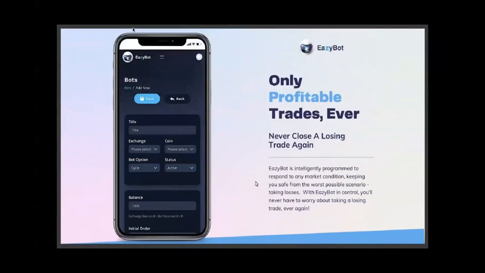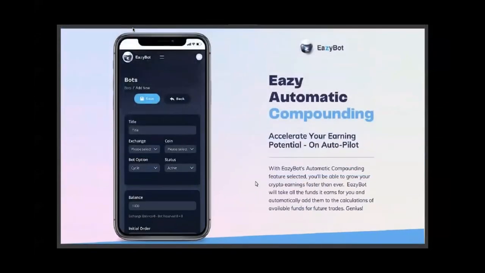Important to know that EazyBot will only ever close on profitable trades. So we don't do anything that is high risk. We don't do leverage or anything like that. EazyBot's programmed to respond to any market condition, keeping you safe from the worst possible scenario, which is taking losses. And so with EazyBot in control, you'll never have to worry about taking a losing trade again.